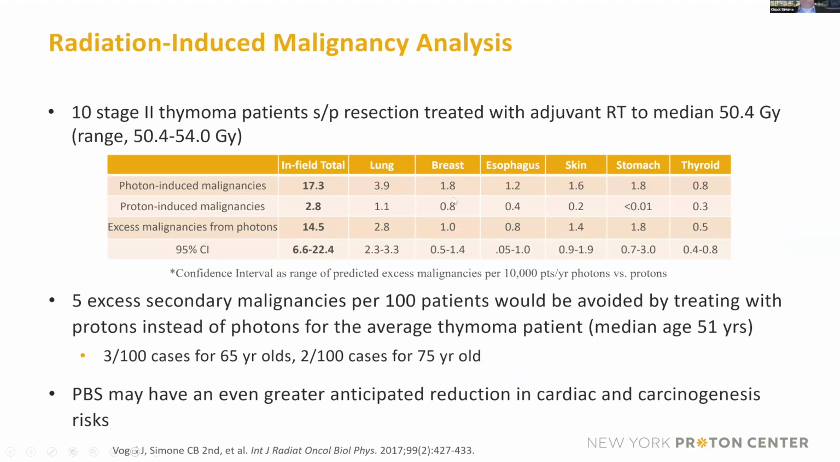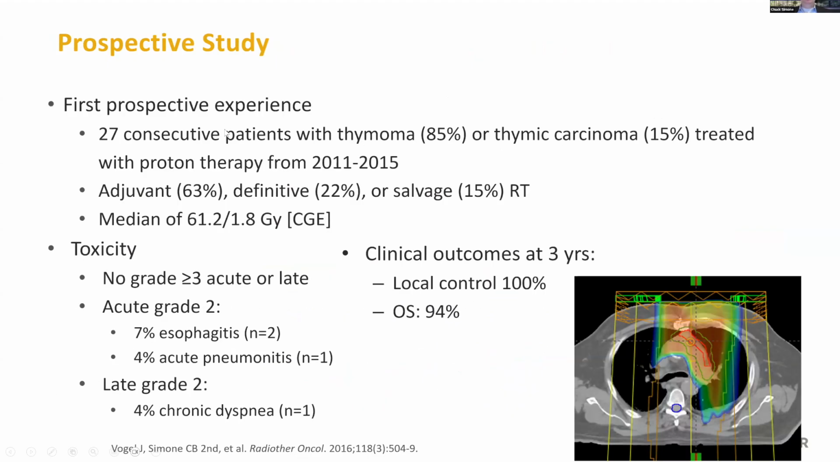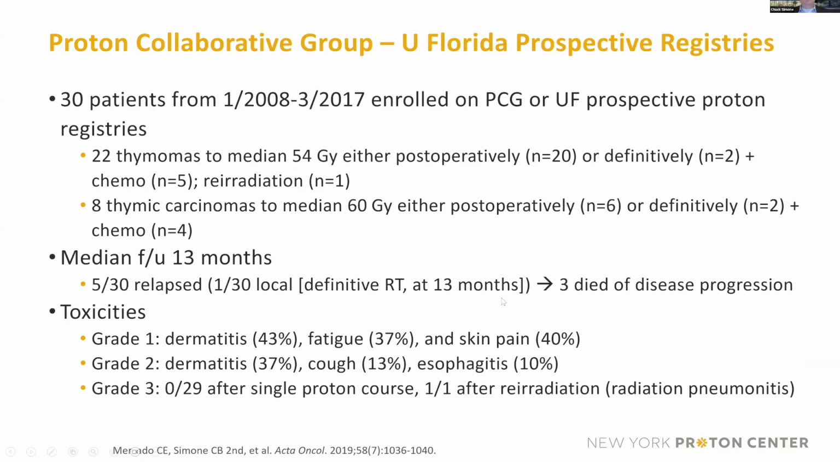Similarly, we modeled that proton therapy can reduce the risk of secondary malignancies over photon therapy since less normal tissue is irradiated. Our group was the first to do a prospective study with proton therapy in thymic patients. This is a pretty advanced population, both thymoma and thymic carcinoma. Pretty high doses, since patients generally had gross disease or even recurrent disease. And you can see the toxicities were much, much less than we would expect. No grade 3, very few grade 2 events, and local control was 100% at 3 years.